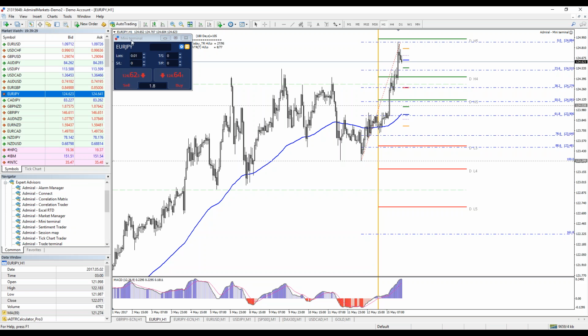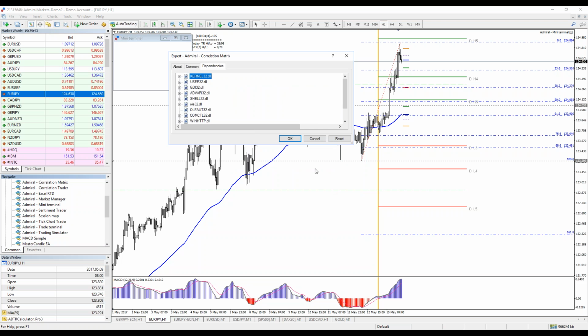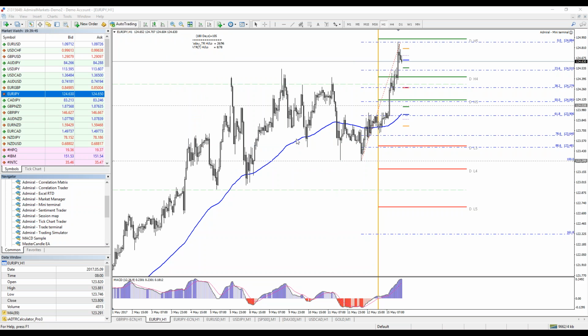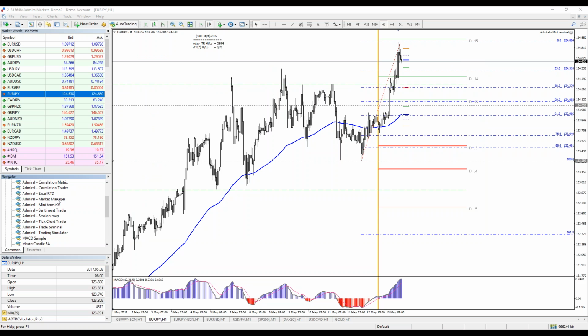My favorite tool is, of course, the mini terminal, but my favorite tool is definitely the correlation matrix. You don't need to go to other websites to use a correlation matrix. Very, very useful tool. And you can always watch for different price correlations. Extremely useful for all of you who want to trade multiple pairs, and I encourage you to trade multiple pairs. So guys, now we are moving to Dollar CAD.